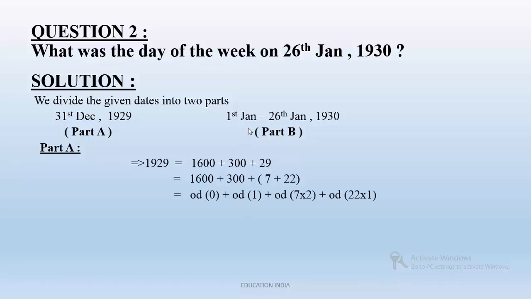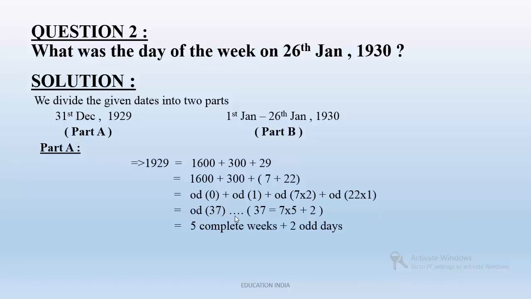The odd days due to 1600 will be 0. The odd days due to 300 will be 1. Each leap year constitutes 2 odd days. Hence, the number of odd days due to 7 leap years will be 7 into 2, and the number of odd days due to 22 non-leap years will be 22 into 1. Finally, calculating the total number of odd days will be 37.